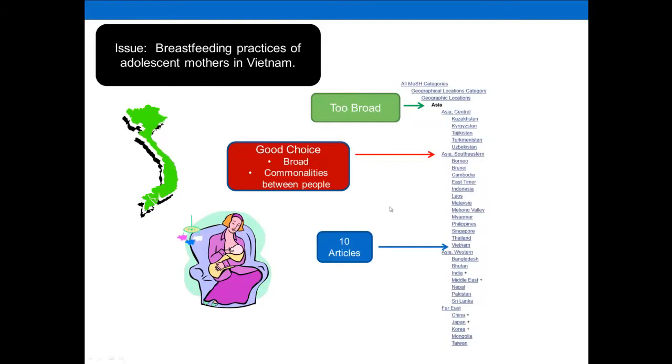Because while all these countries, people, and climates are a little different, their geography is different, there's enough commonalities between the people and the experiences of adolescent mothers and their breastfeeding practices that what's going on in one of these countries is going to translate at least a little bit, if not all the way, to say Vietnam. When we did this, the set of articles she got directly answered her question, and she was very happy and was able to go on to successfully start her dissertation.